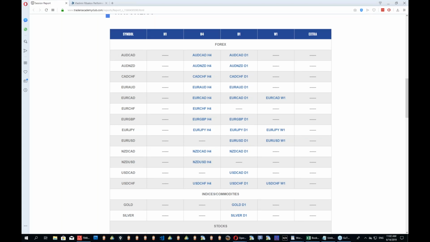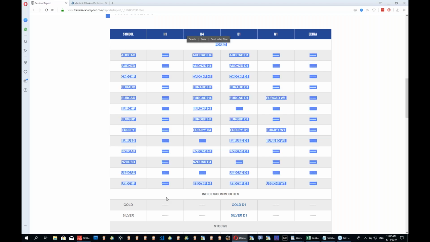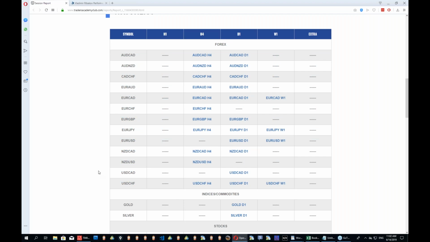We aim here to show what we're doing during the week, what we're doing behind the closed door in the Traders Academy Co-op, and basically go over the trades and go over the report, see what worked, what didn't, why we took a given trade or not. We're not giving signals, but what was our idea behind a given setup, let's put it this way.